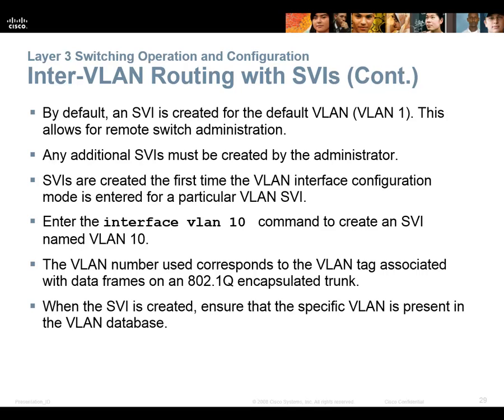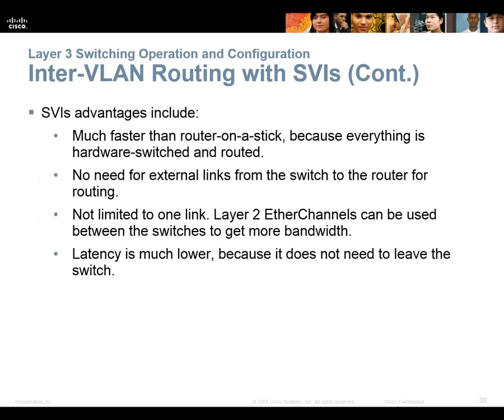The VLAN number used corresponds to the VLAN tag associated with an 802.1q trunk. That becomes really important if you are using different types of equipment. At least 802.1q is standardized, so if I'm using VLAN 10 on this device, but I want to run that to, say, something wireless I've got, and I only want that wireless to see data on that VLAN, I can assign it. Or if I have a trunk and I want the wireless to have access to that trunk, I can do that. When an SVI is created, ensure the specific VLAN is present in the VLAN database.